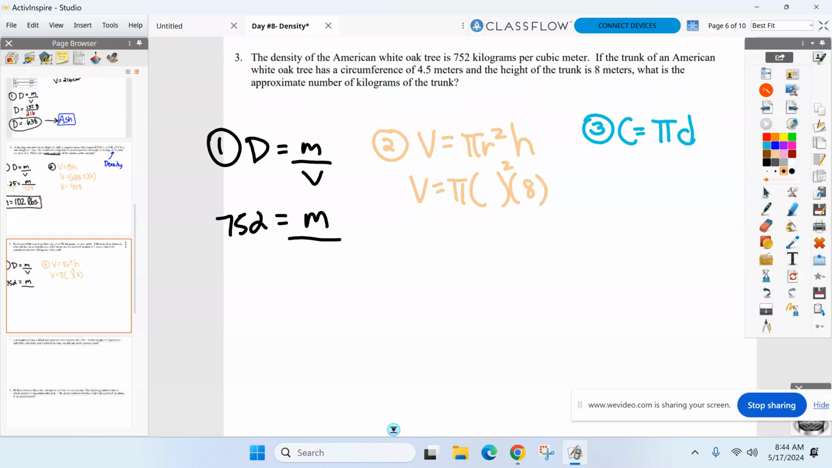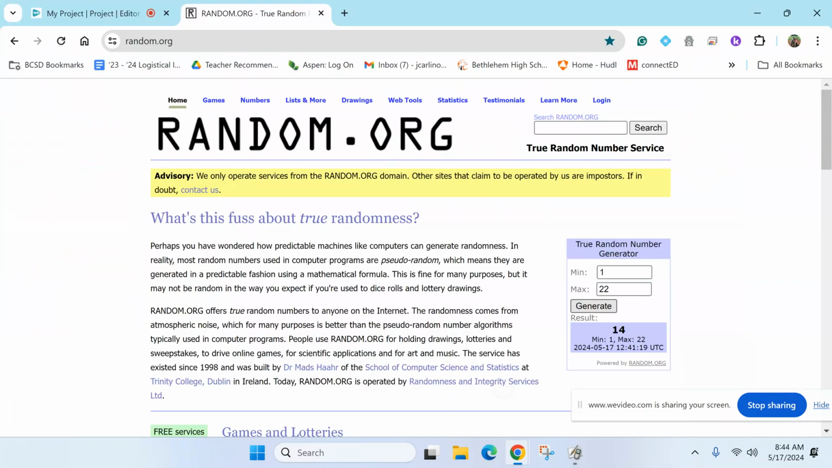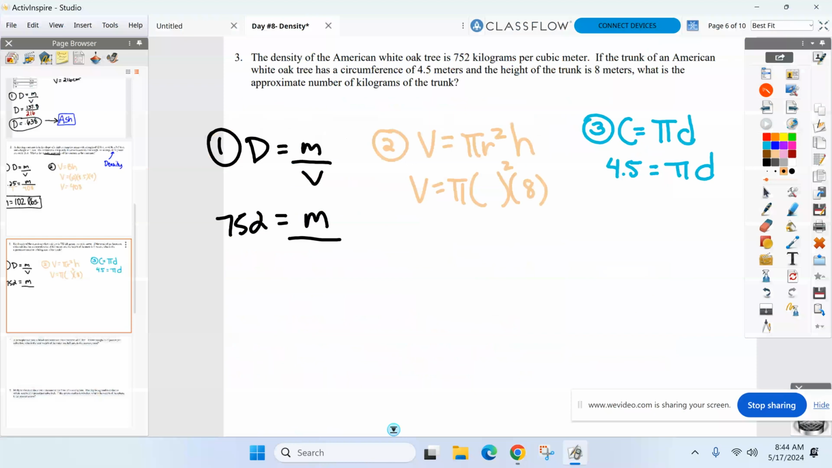All right, so substitute in 4.5 for the circumference. Pi d. Unfortunately, no pi's on both sides, right? So we got to get rid of it another way. How do you want to get rid of the pi now, so I can get d by itself? Lauren, divide it. Yep, divide both sides by pi.